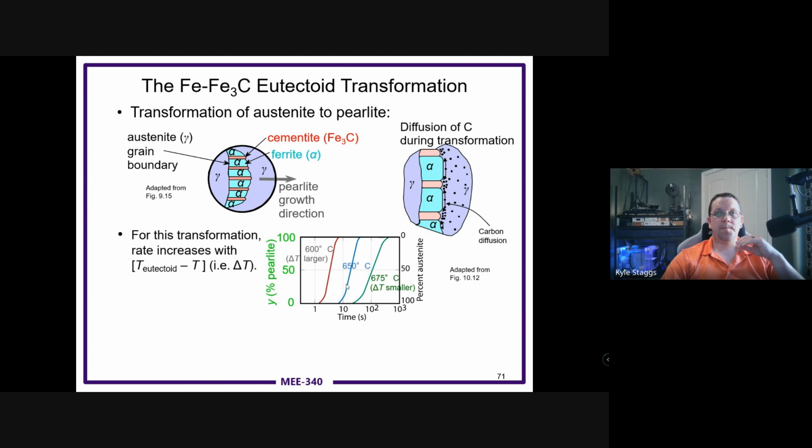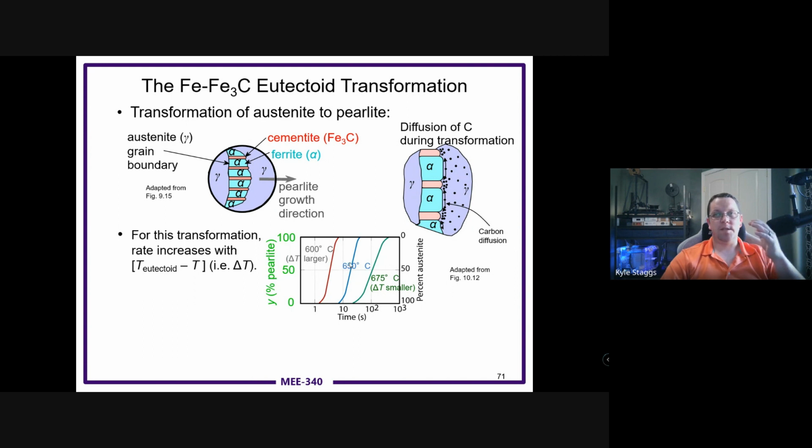So the other key thing to understand is that with a larger delta T, meaning the bigger the difference between whatever you're using to cool, whether air, oil, or water, and the eutectoid temperature, the faster things go. If the cooling temperature is 675 from 727, your delta T is smaller. That means it's going to take a lot more time for the pearlite to grow.